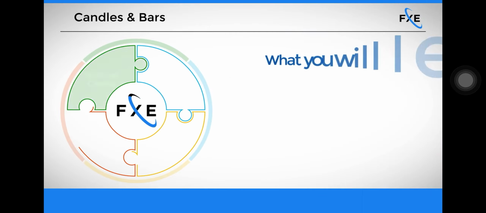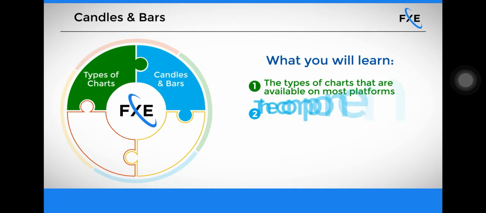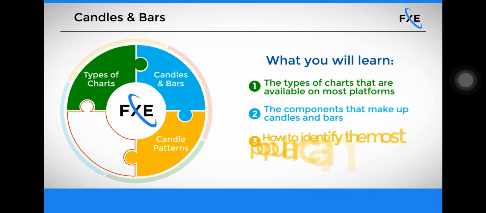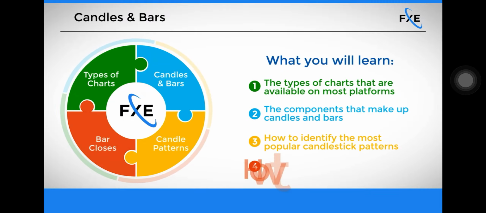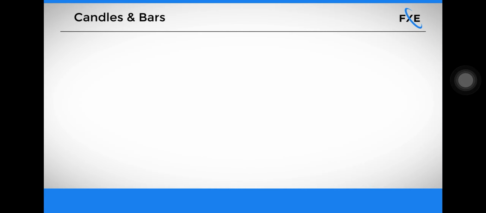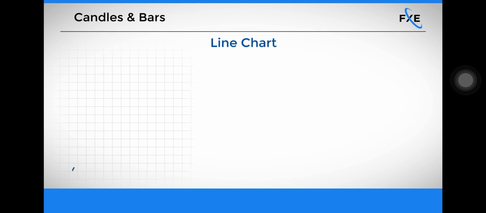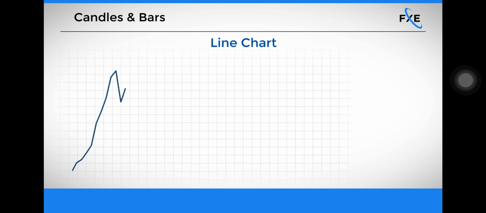In this lesson, you will learn the types of charts that are available on most platforms, the components that make up candles and bars, how to identify the most popular candlestick patterns, and finally, how to interpret closes on a bar. Let's first look at the types of charts. The first part of this lesson will focus on the types of charts you will encounter on most trading platforms and how each of the different charts function. Let's first look at line charts.